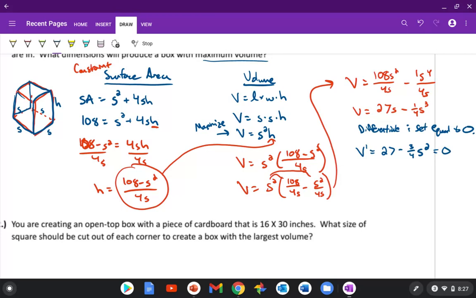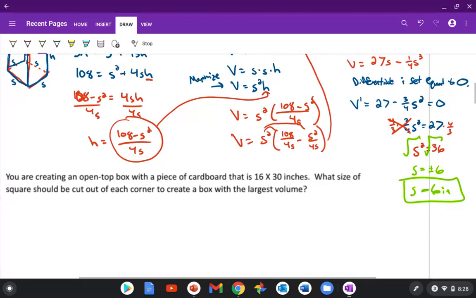So let's just take the 3/4 s squared. If we add that over, equals 27. And then we'll multiply by the reciprocal. So we get s squared equals 36. And we then can take the square root of both sides, and s equals plus and minus 6. So the side length of this is either going to be negative or positive 6. Now the obvious answer is positive 6 because you can't have a side length of negative 6. So s equals 6 inches.